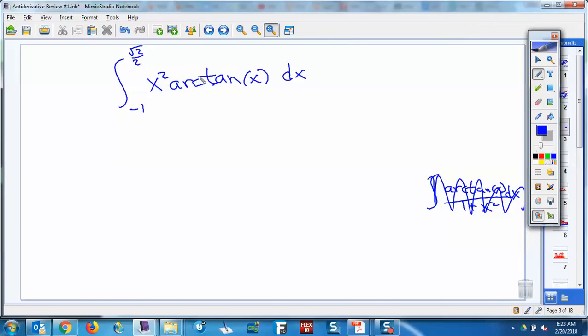Okay, so we've got LIATE, so inverse trig, the I, would come before the A, the algebra. So we're going to let u equal arctan. Okay, and we're going to let the dv be the rest. So that's going to be the x squared dx. And you notice we don't do anything with the dv. You notice that, right? When we do our integration by parts, right?